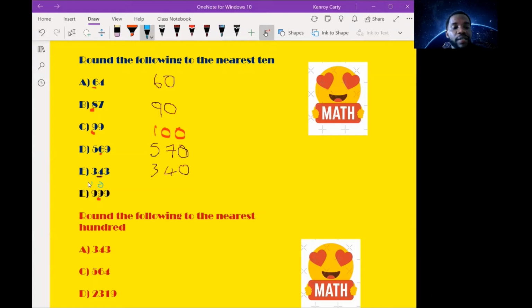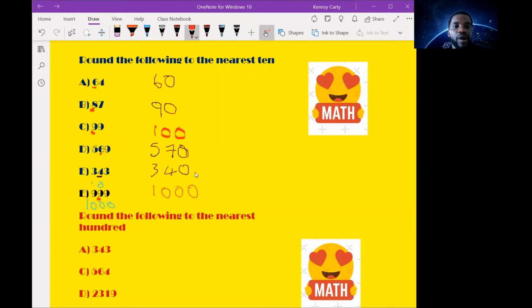Now 9 plus 1 is 10. So I'm going to have 1, 0, 0. And of course, we replace the 9 in the ones position by a 0. So my answer is actually 1,000 to the nearest 10.